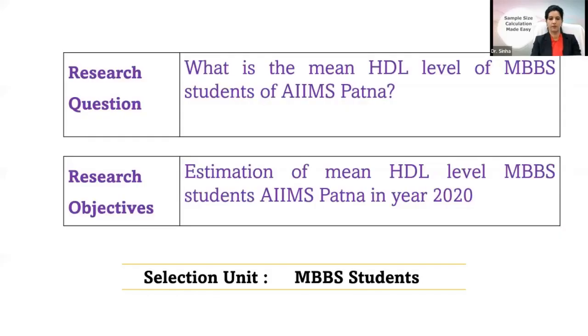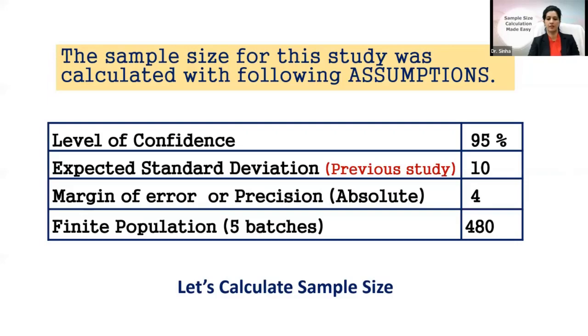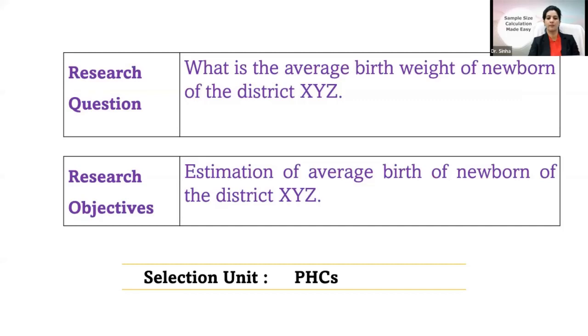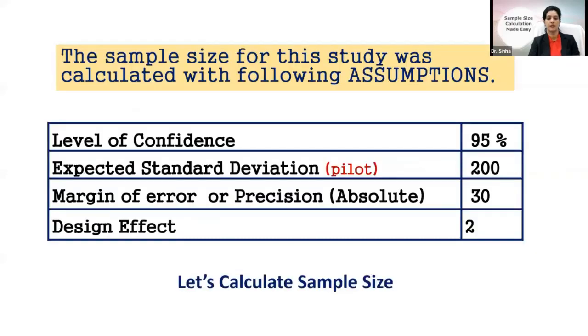So the calculated sample size, again, the second question is mean HDL level. So I will skip this. This is a standard deviation and this is precision. So now you can do one example. What is the average birth weight of newborns in district XYZ? The selection unit is PHC.